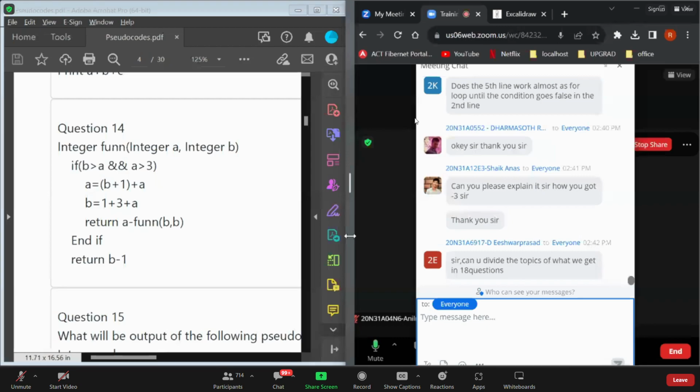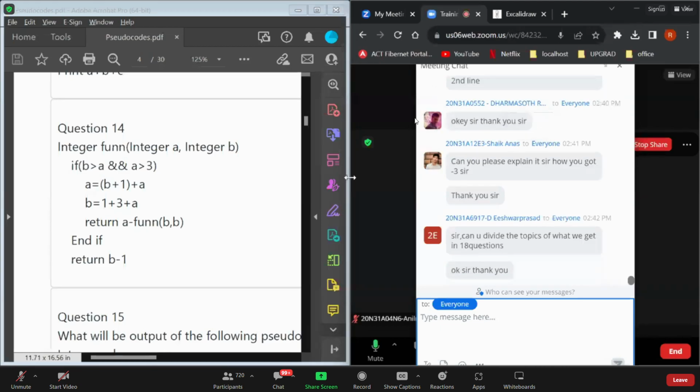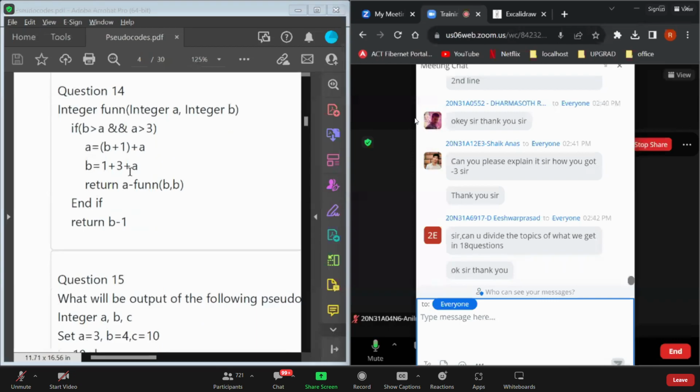Can you divide the topics of what we get in 18 questions? The one we are discussing right now. Operators. In operators, you have arithmetic, logical, and bitwise. After that, conditional statements, looping statements, functions, and recursions. Only these topics. That's it. Is that clear? Yeah, so we'll move to the next question.